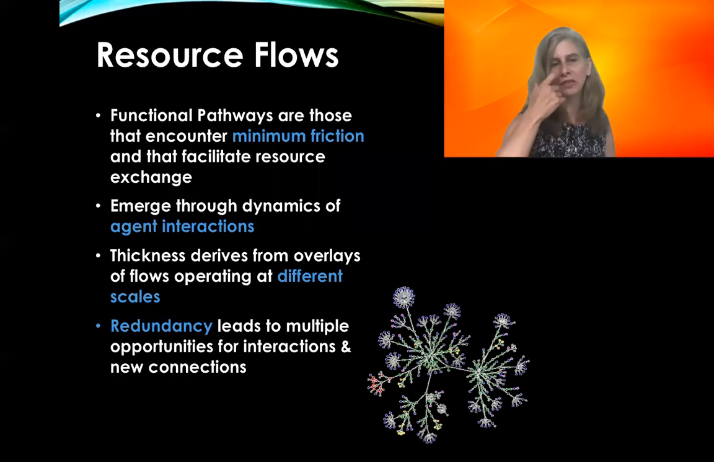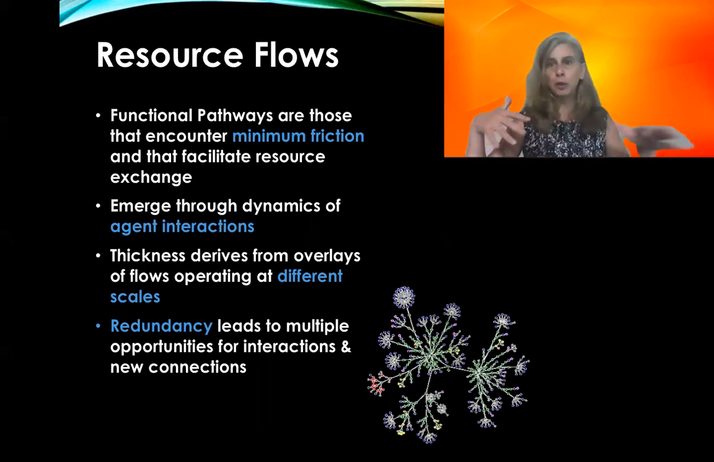All right, so resource flows, let's take these one by one. These are functional pathways that encounter minimum friction and that facilitate resource exchange. They emerge through the dynamics of agent interactions, and the thicknesses derive from overlays of flows operating at different scales. Redundancy leads to multiple opportunities for interactions and new connections. And those functional pathways, maybe it's easy for you to think about them in terms of the World Wide Web and how you navigate and how you're flowing around the internet.